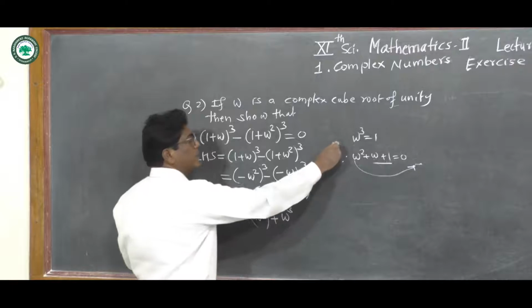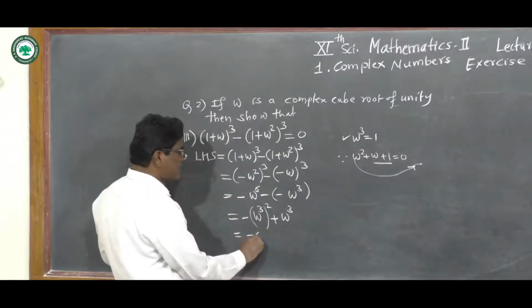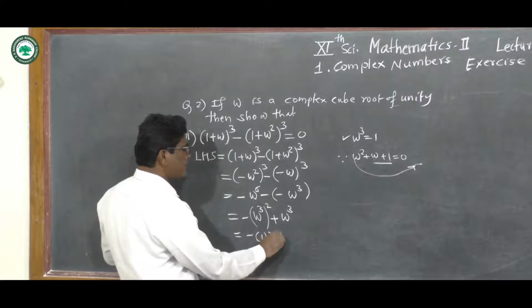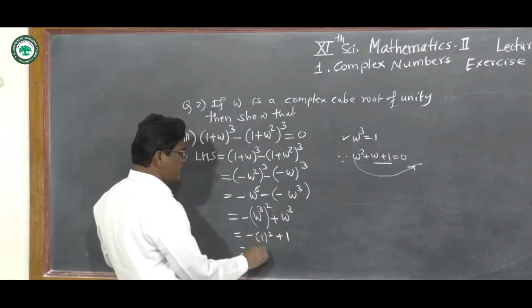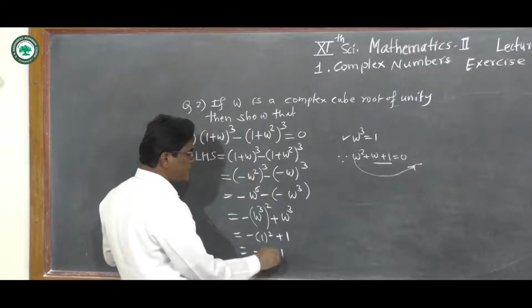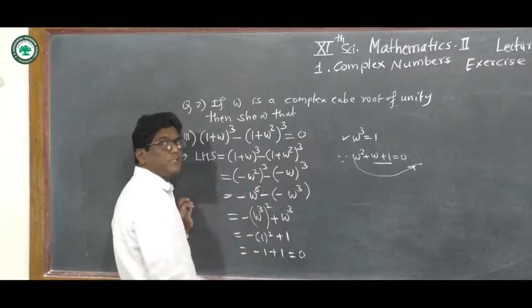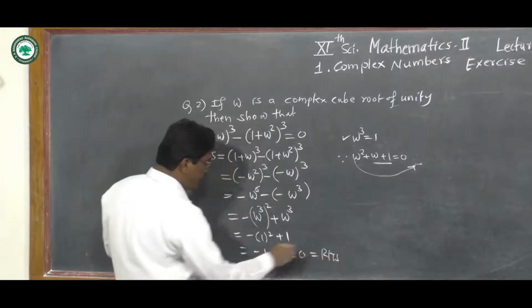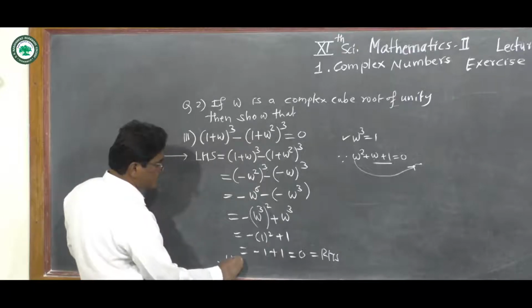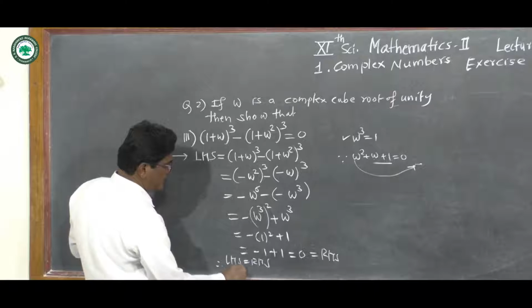Now we know that omega cube is 1. So we put omega cube as 1. So minus 1 and its square plus here omega cube is 1. So it is equal to minus 1 square is 1, 1 plus 1. Minus 1 plus 1 get cancelled. So it is equal to 0. We have to show 0 as RHS. So it is equal to RHS, and therefore LHS is equal to RHS. Hence proved.